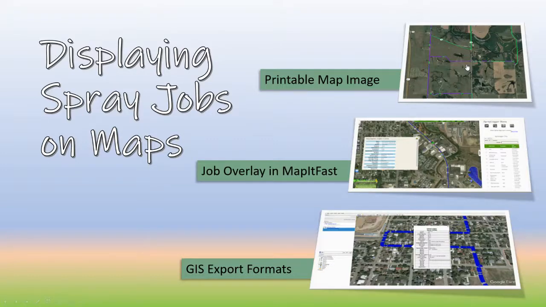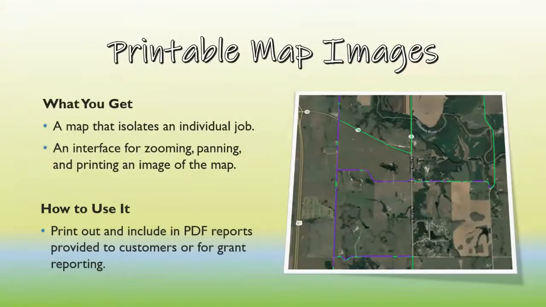So first, SprayLogger generates printable map images of all of your spray jobs. Each job has an associated map tool that isolates the job and allows you to pan or zoom into an area before printing the map. These map images can be useful to include in PDF reports that are submitted to a customer or a grant issuing body. So that's one format for displaying spray data on maps that SprayLogger offers.